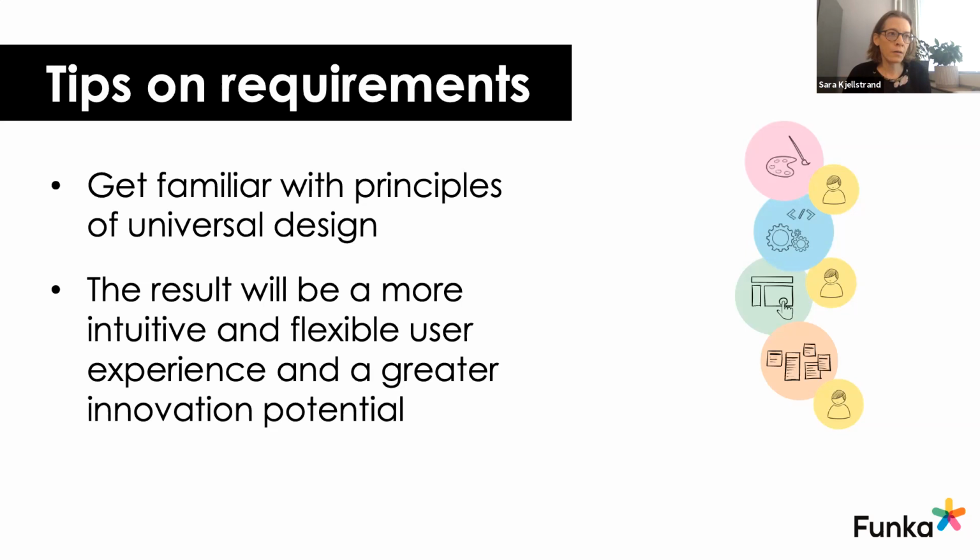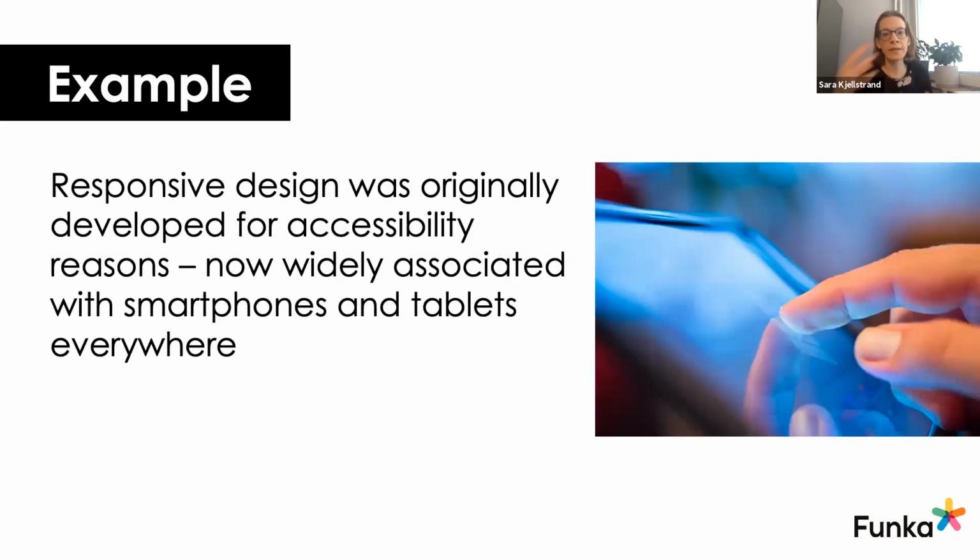So if you think of a wide user group from the beginning, you will have a result that is more intuitive, easier to understand for the user, and also flexible, that takes into account different ways of working with the product and interacting with the service. And this will in turn lead to a greater user experience and also an innovation potential. So thinking about accessibility and the various kinds of users from the beginning can also lead to different ways of using the product in the end. And this is really the essence of innovation.